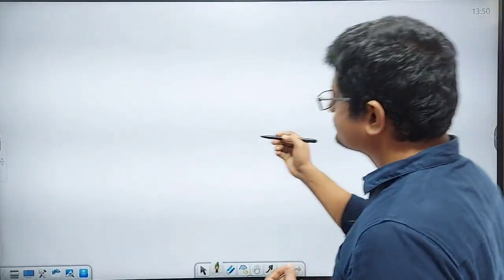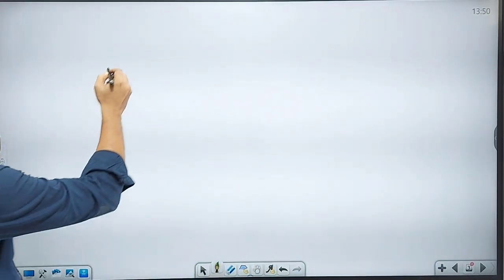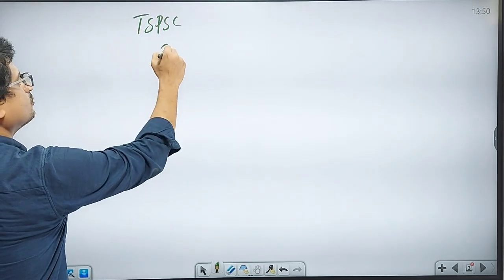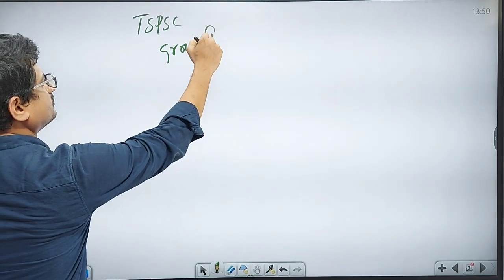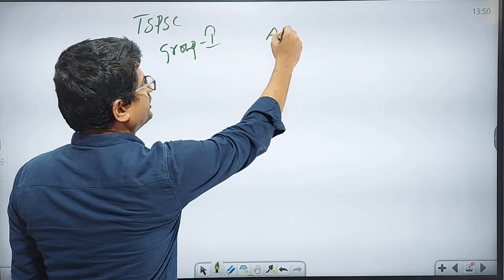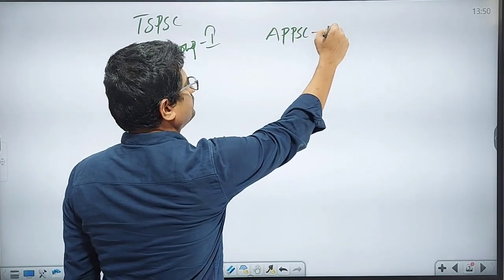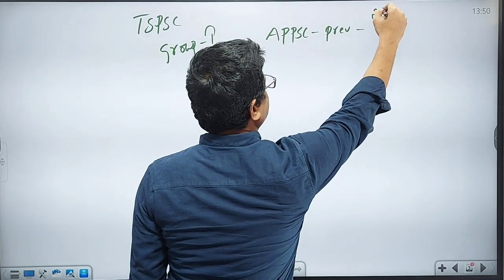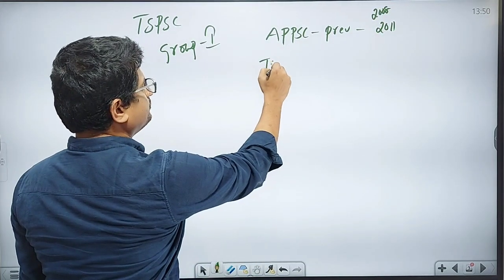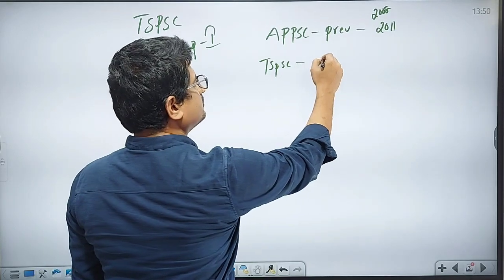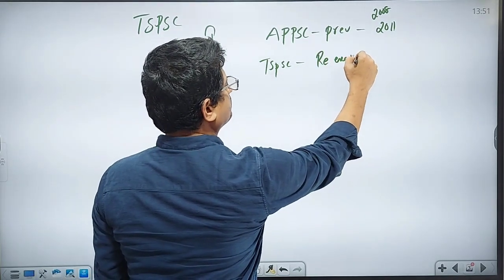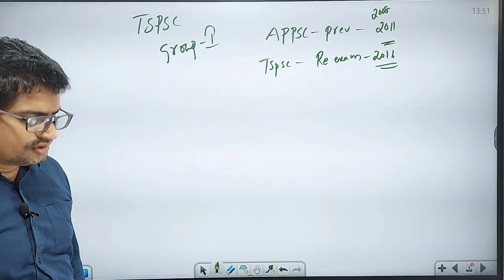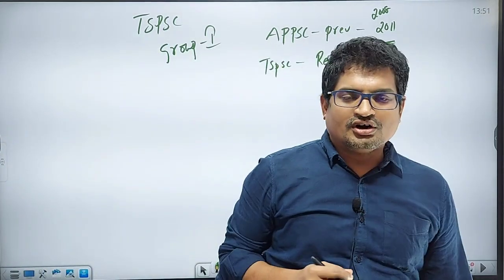Right, okay. So the sources for knowing the attitude of TSPSC regarding Group 1 questions are nothing but the APPSC previous year papers up to 2011, 2008, 10, 11, etc. And TSPSC conducted a re-exam in 2016.